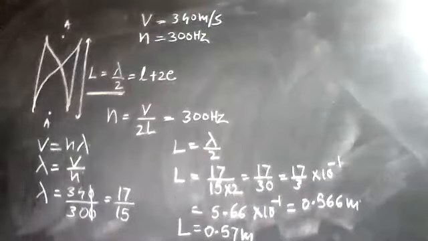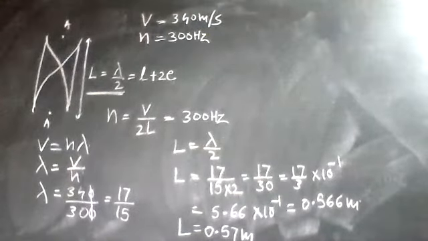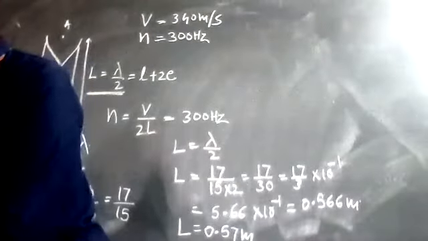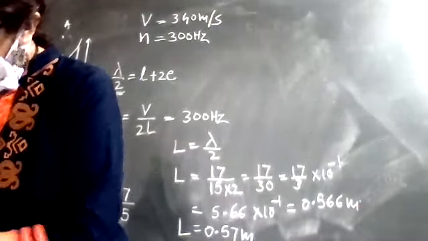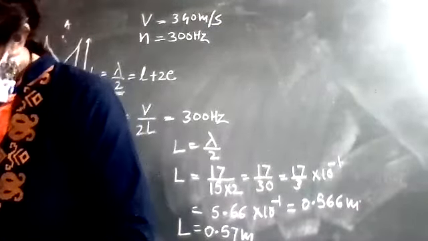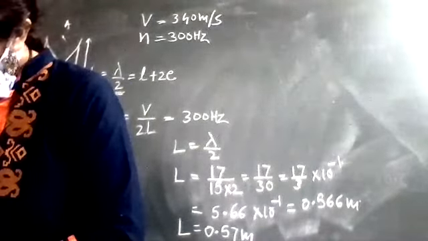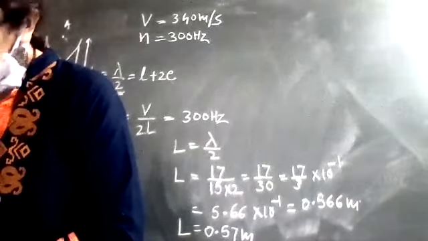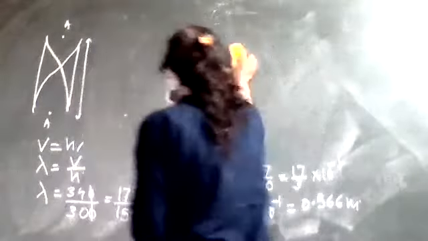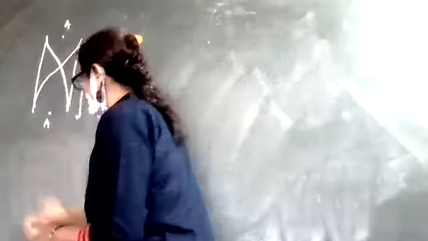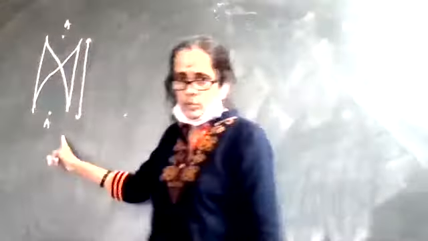In problem number 17, you have to find the fundamental frequency, the first overtone and the second overtone frequency of a pipe open at both the ends, if the length is 25 centimeter and the speed of sound in air is 330 meter per second. Clear? Now, what is given? You have to find the fundamental frequency, first overtone frequency and second overtone frequency when the pipe is open at both the ends.